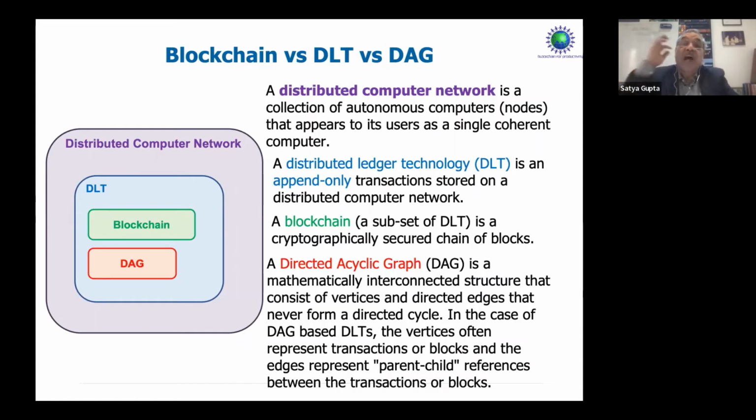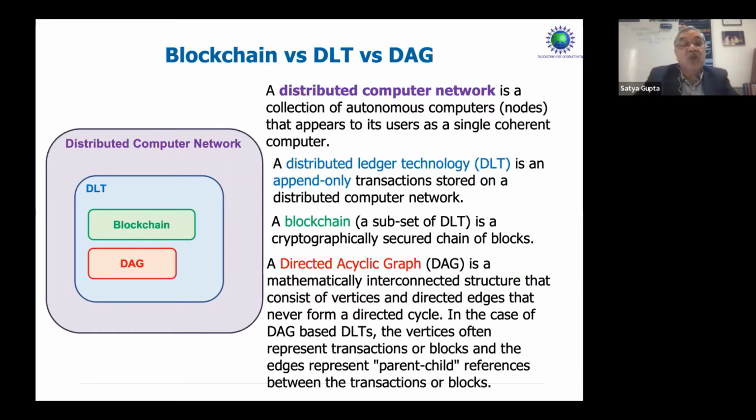A new kind of blockchain is coming called directed acyclic graph. So a distributed computer network, as I mentioned, is like your internet. It is a collection of autonomous computers, nodes. Each one is autonomous here, so it is not connected to any switch in between. That appears to its user as a single coherent computer.